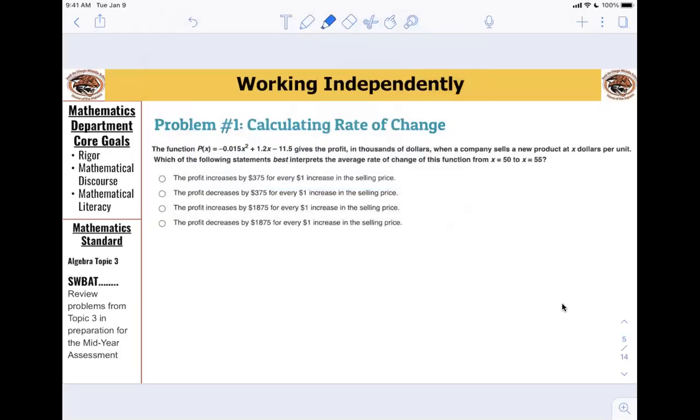A lot. So first of all, I have this super complicated looking function. This has like everything under the sun. It's got decimals, it's got negatives, it's got an exponent. There's just a lot. And then it's telling me that I need to figure out what is the average rate of change from x equals 50 to x equals 55. Well, you guys tell me, when you see average rate of change, which formula comes to mind?